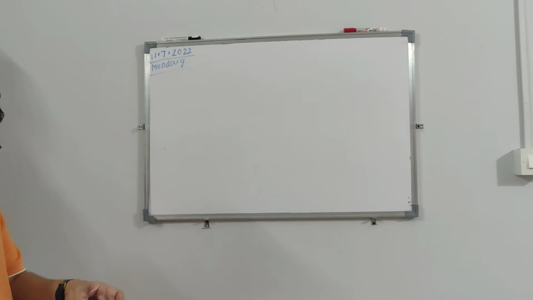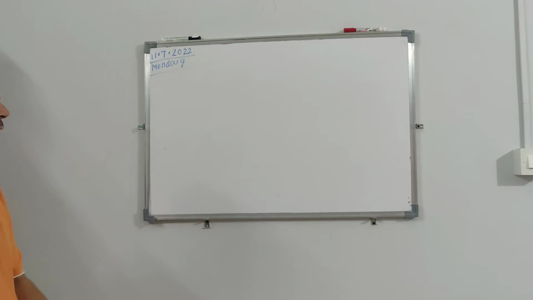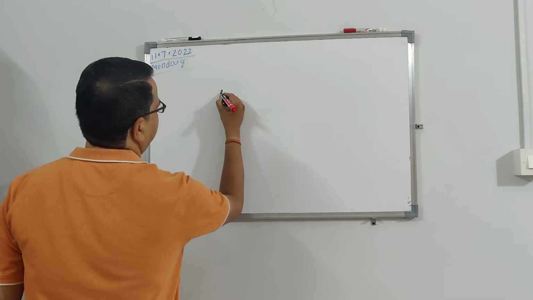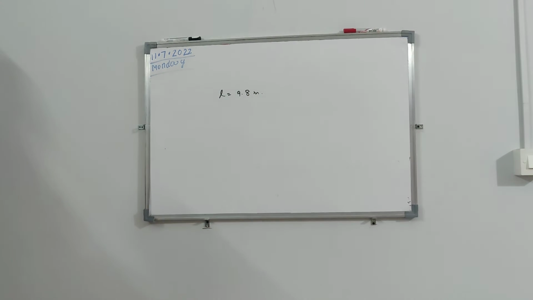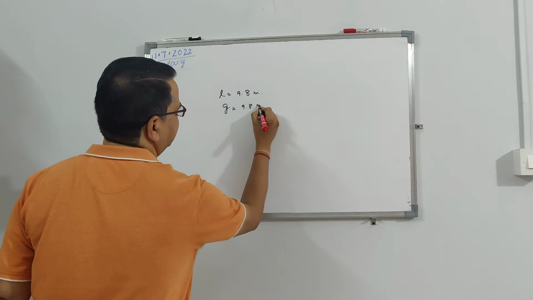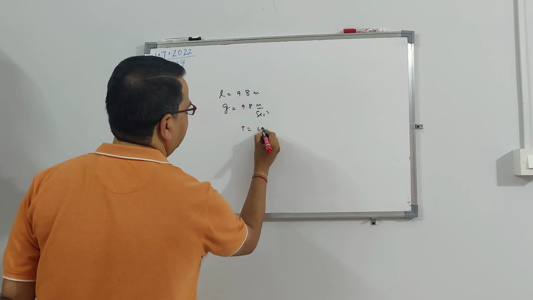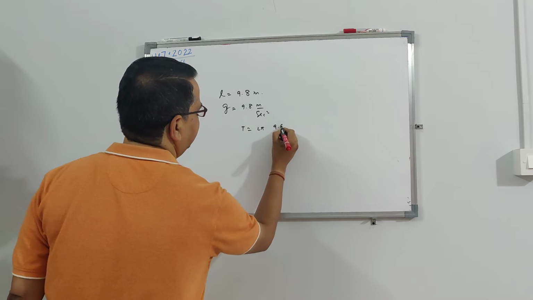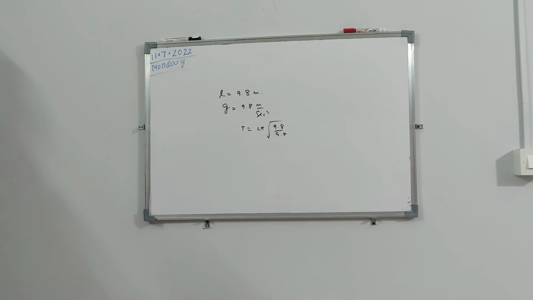Okay, so one question is: the time period of a simple pendulum of length 9.8 meter is. Okay. So the length is 9.8 meter. So what is the time period? So here you can consider g is equal to 9.8 meter per second square. So it is very simple. Okay. So T is equal to 2 pi root of L by g, L is 9.8 and g is 9.8. Whatever. Okay. So this is very simple.